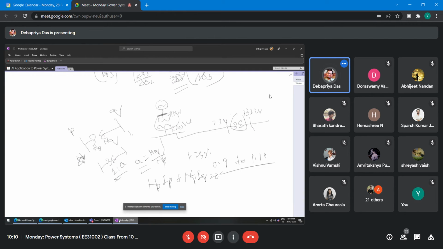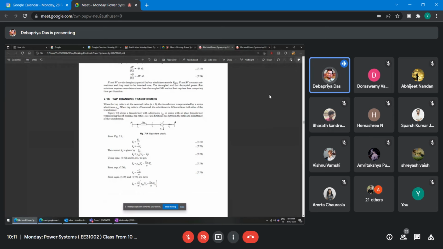So from this, you will get that IP is equal to minus A into IQ, right? Now the current IP can be given as, this is the admittance, so current IP is equal to YPQ into (VP minus Vt), that is VP minus this Vt. Therefore IP is equal to YPQ VP minus YPQ Vt, where Vt is equal to Vq upon A. You substitute here Vt is equal to Vq upon A, and you get the equation for IP.